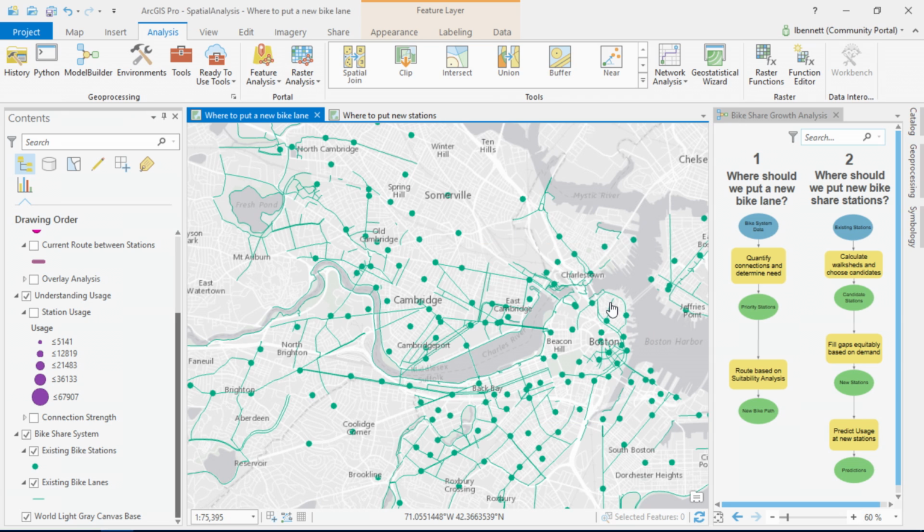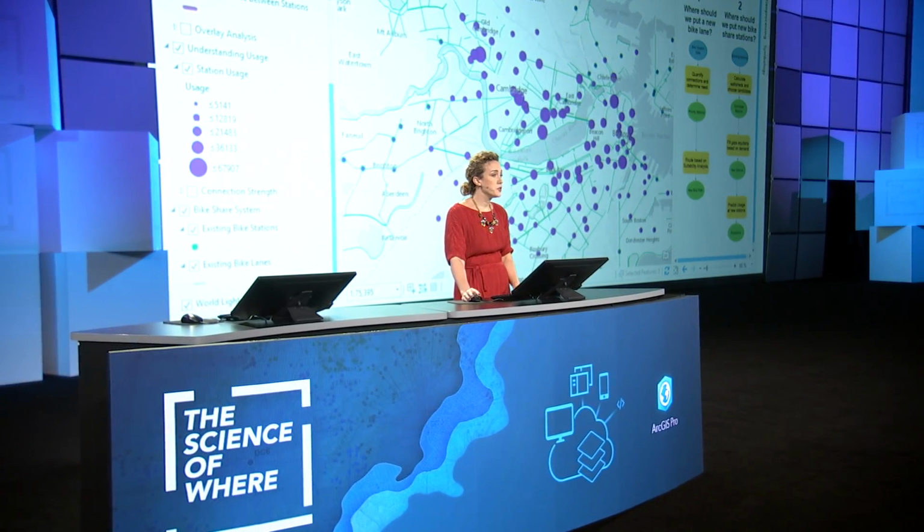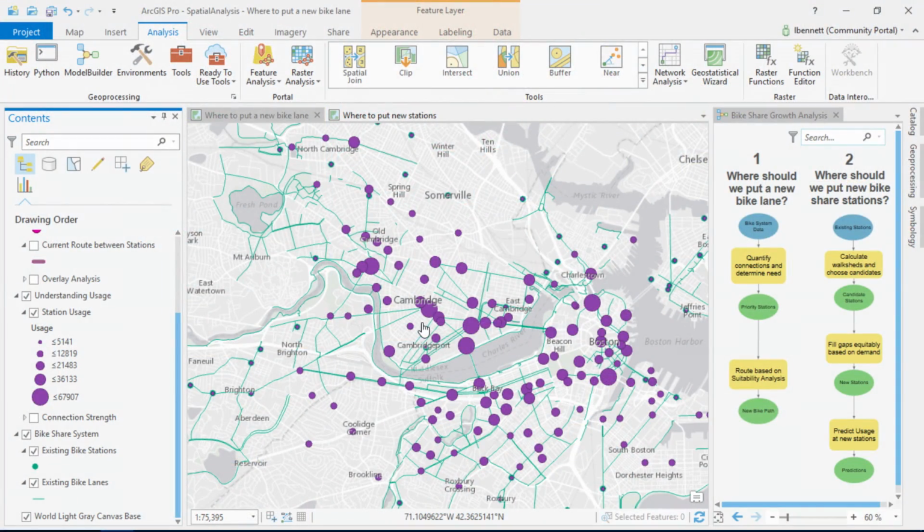Now, to figure out where to put new bike lanes, the first thing that we have to do is understand how people are using the system. We can see the highest usage in downtown Boston and near both Harvard and MIT in Cambridge. But this is really just part of the story.